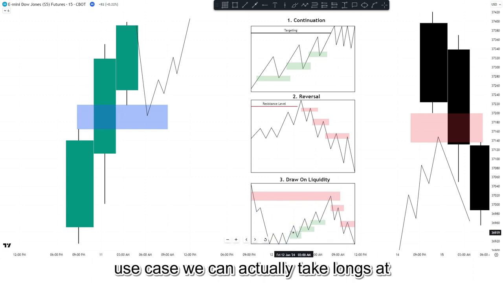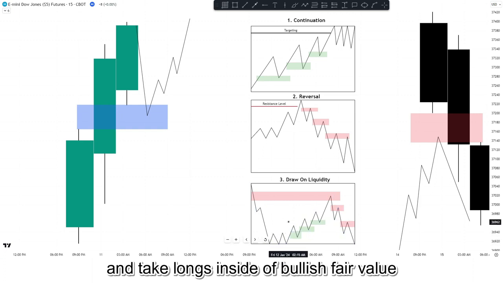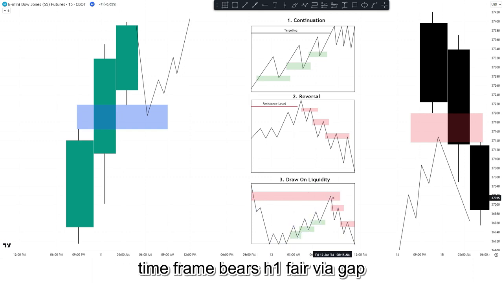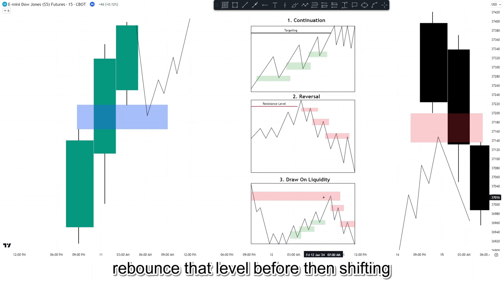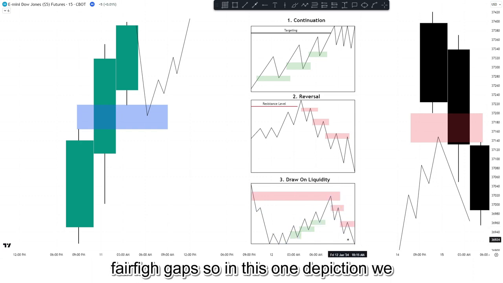So in this use case, we can actually take longs at these lows after establishing a low, take longs inside of bullish fair value gaps until we reach up into that higher time frame bearish H1 fair value gap, rebalance that level before then shifting lower and reversing, now supporting bearish fair value gaps.